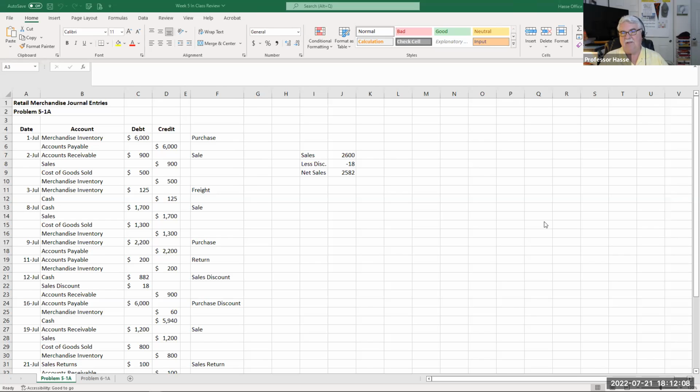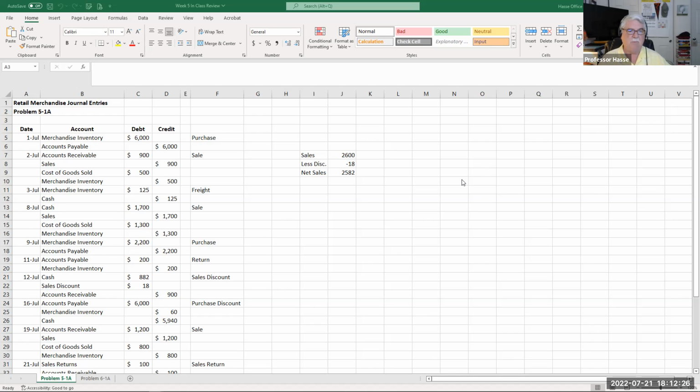Remember, retail accounting is the purchase of product that you're going to sell again to a customer. You're not producing a product, you're just buying a product and then reselling it. When it becomes an expense is when you sell the product.